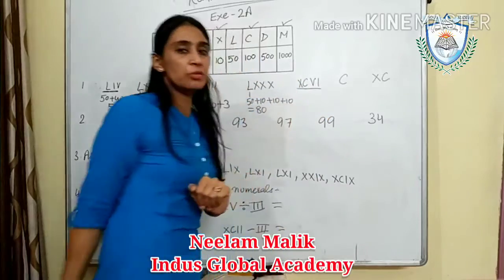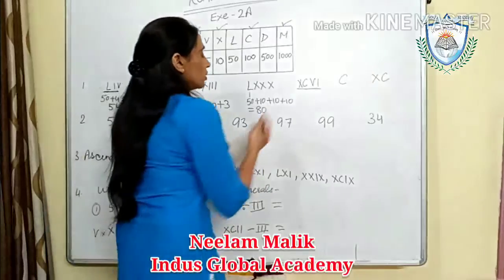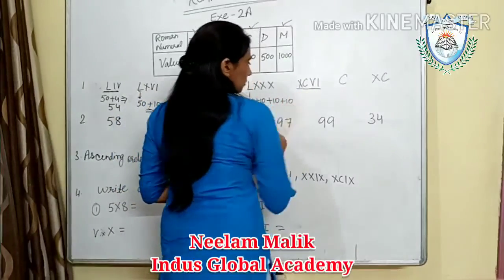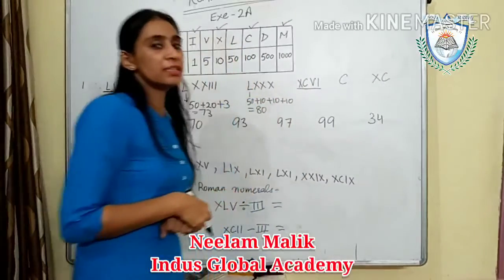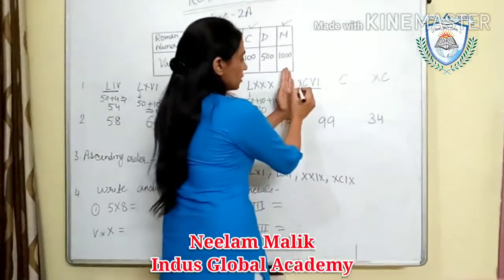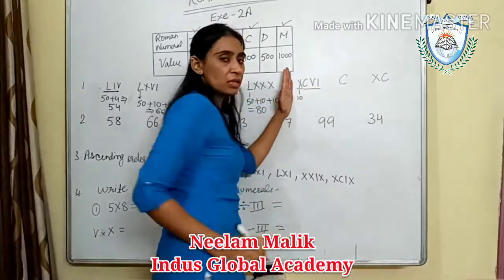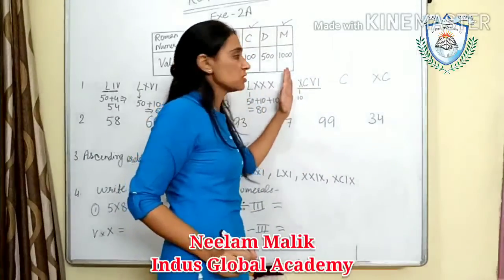Okay, here is given XCVI. XC, this is your X, and this contains 10. X means 10. So this is 10 and this is C. C means 100.